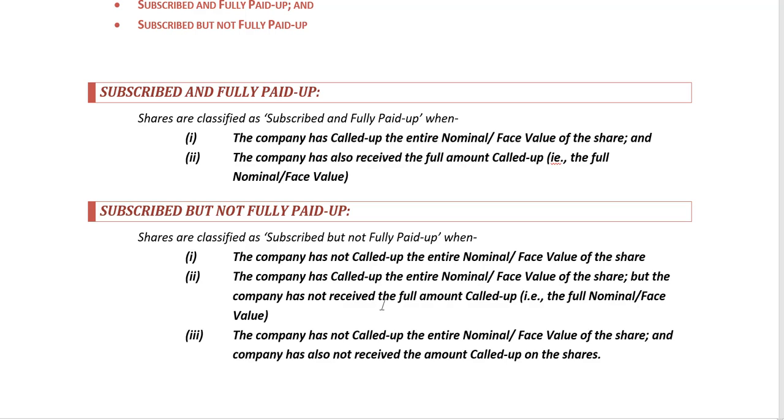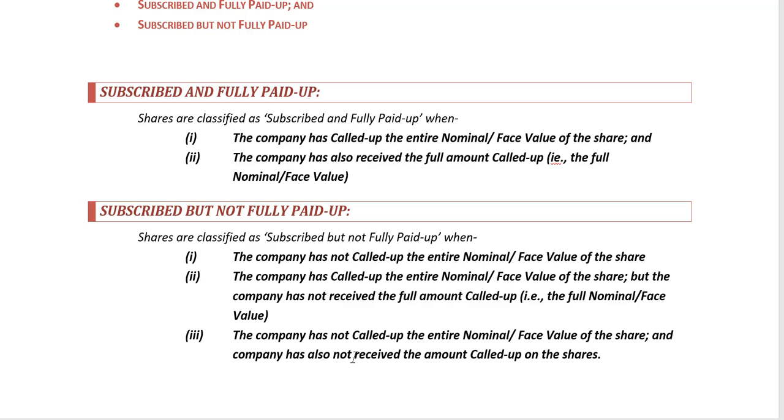The second situation, the company has called up the entire nominal value of the share, but it has not received the amount which has been called up. A specific shareholder or a few shareholders have not paid the amount which is called up by the company, though the company has called up the entire nominal or face value of the share. The third situation is the company has not called up the entire nominal value or face value of the share, and from whatever has been called up also, the company has not received the amount which is called up on the share.